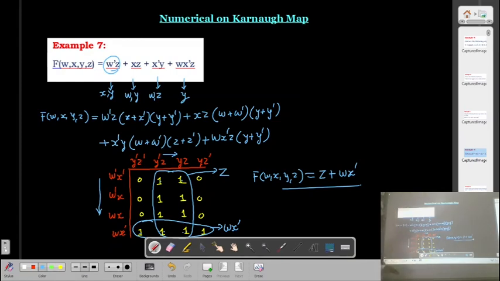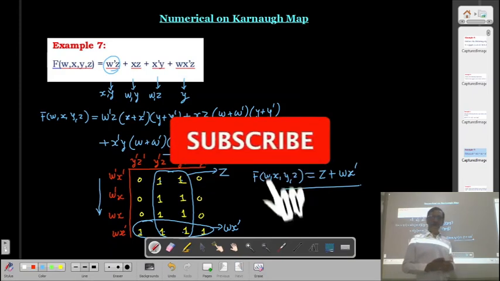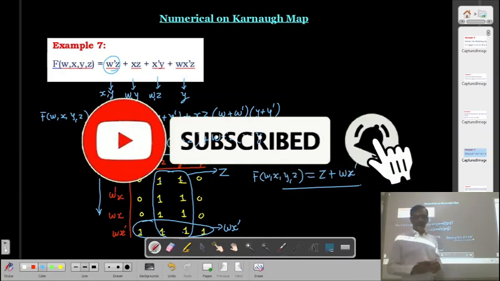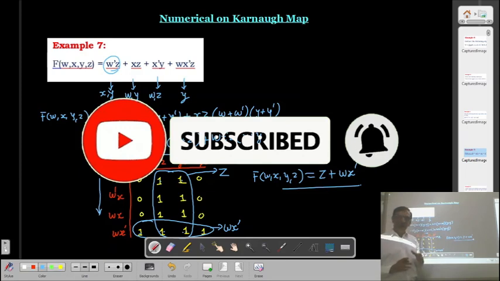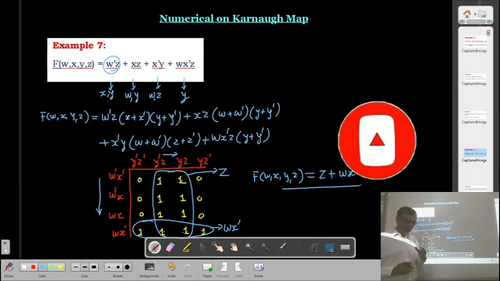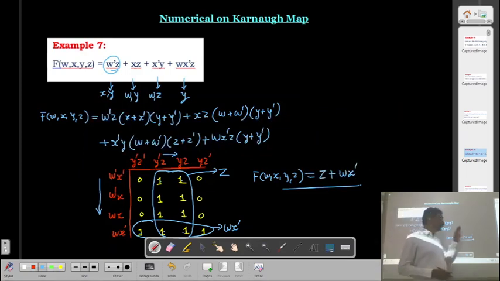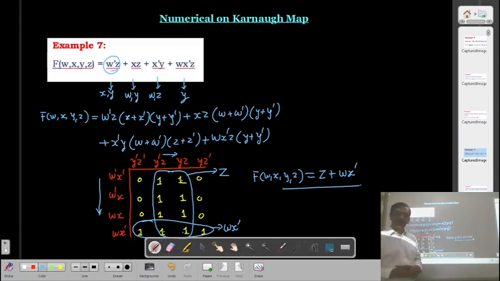So we have discussed a number of numericals on a Karnaugh map. More numericals are there that we will discuss in the next lecture. In the next lecture, we will also see what the POS equation is, that is called a product of sum expression, and how we can simplify the POS expression using the Karnaugh map. So the next lecture will be on the POS method.